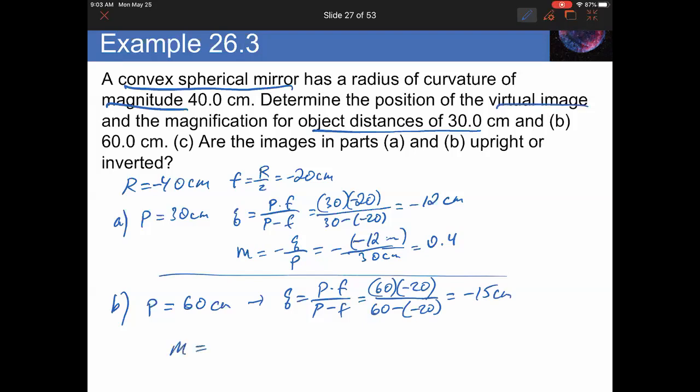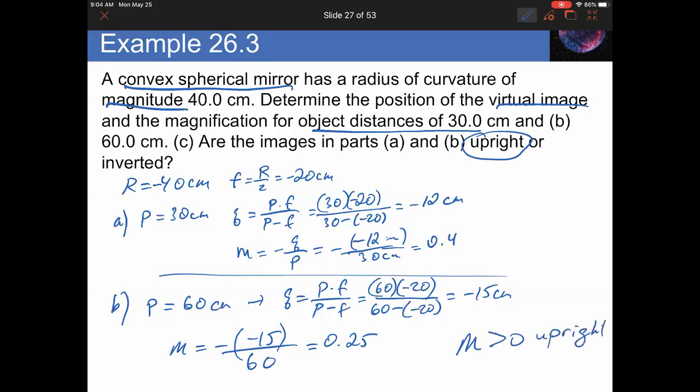And if I'm finding magnification, which will be -15 over 60, we should get 0.25. So it's getting even smaller. And because both magnifications are positive, that means they're all going to be upright. Again, remember, magnification can tell you that directly. If magnification is positive, it always means it's upright. All right.